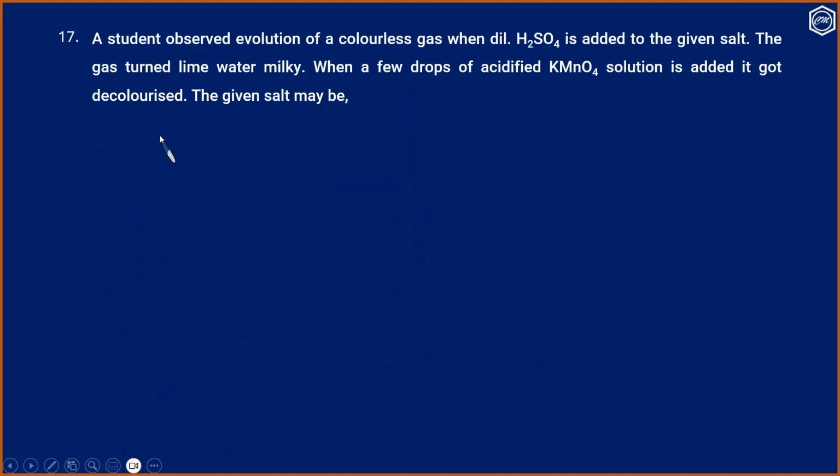Question number 17. A student observed evolution of a colorless gas when dilute sulfuric acid is added to the given salt. The gas turned lime water milky. When a few drops of acidified potassium permanganate solution is added, it got decolorized. The given salt may be sodium carbonate, sodium sulfite, sodium nitrite, none of the above.